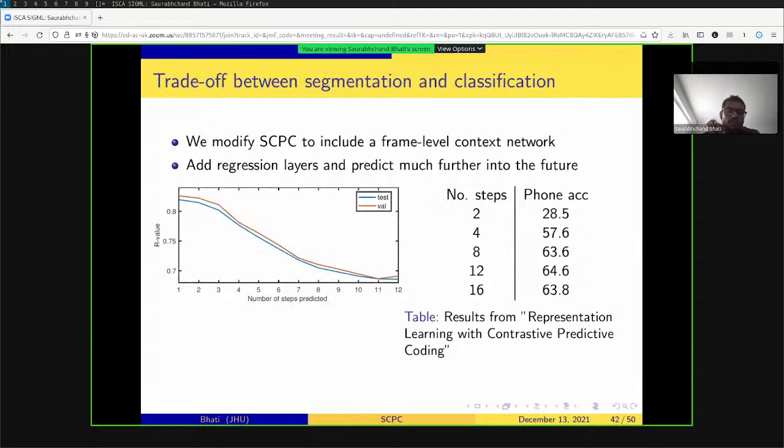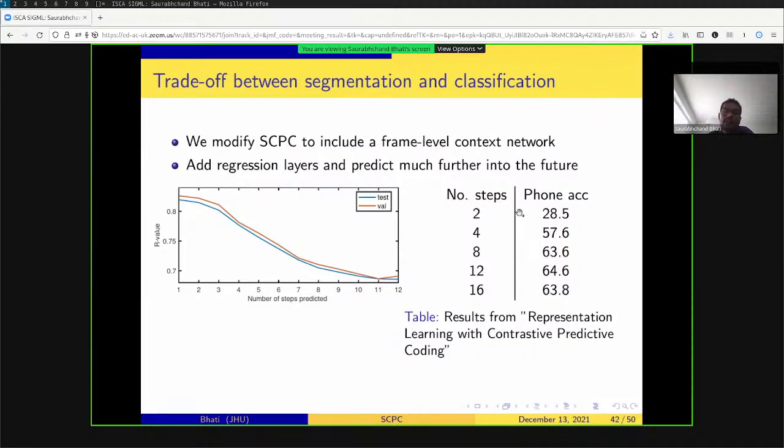the same poor performance. And then we realized there's a trade-off when you try to do segmentation and classification by the same model. The left plot is R value on TIMIT. And what it's showing is if you predict farther into the future, the segmentation performance goes down, as the segmentation is essentially focusing on how different the very next frame is from the current one. So predicting much farther in the future doesn't seem to help the model learn the very fine differences between the current frame and the next frame.